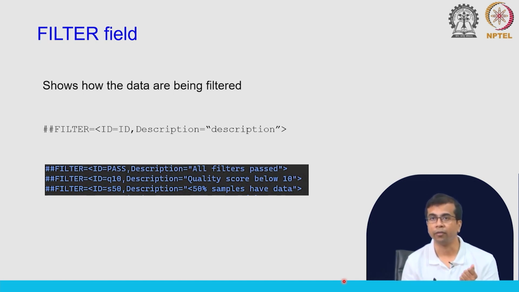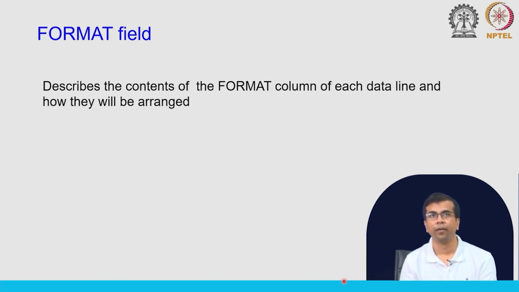So, that is why you need to carefully look into the meta information line to interpret the data lines. Okay. So, to understand more about the variants, you then have the format field as you have seen, and this format field in the meta information line describes the contents of the format column of the data lines.